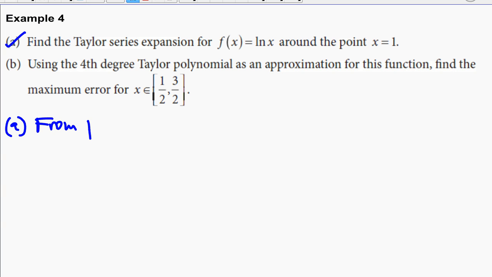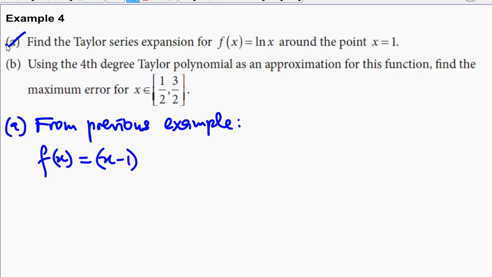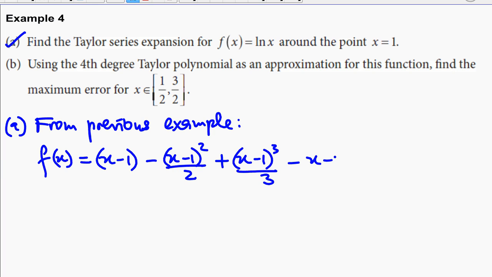So from the previous example, f of x is equal to x minus 1, minus (x minus 1) squared over 2, plus (x minus 1) cubed over 3, minus (x minus 1) to the power 4 over 4, and so on and so forth.